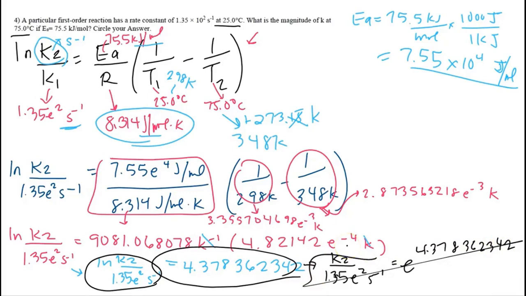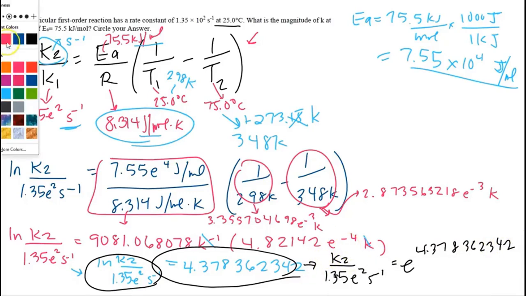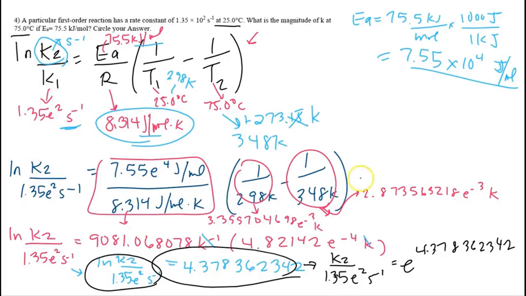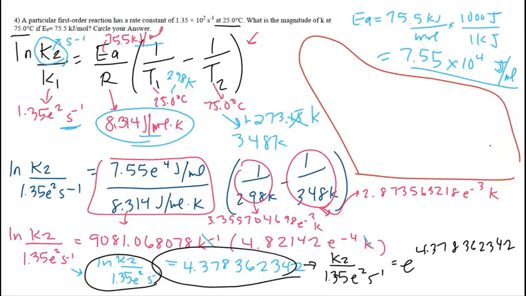Oh, man. Okay, so here we are. Let me get a different color. And I'm going to move up here because you already know how it goes. Now I have my K2 divided by 1.35 e to the 2 seconds to the minus 1. This is equal to, I'm going to go ahead and do this math here.